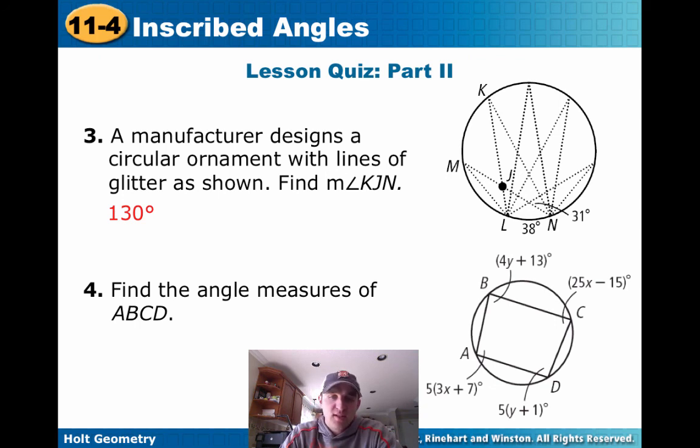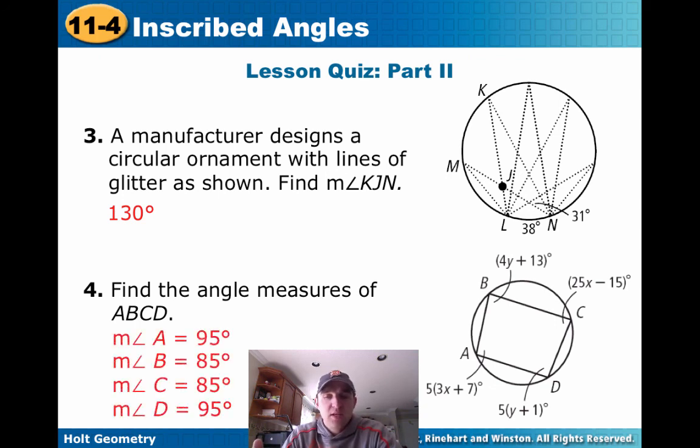All right, so we can of course set the two opposite angles equal to each other. We know that they are supplementary. You end up with A is 95, D is 95, and then B and C are both 85. So there you go with 11.4 inscribed angles. The thing to remember is that the inscribed angle is going to be equal to half of the intercepted arc. Okay, the intercepted arc is going to be twice that inscribed angle. There you go. Hopefully you've got it. If you need to, watch it again, take some notes, try out the practice problems, and you should be good to go on 11.4.